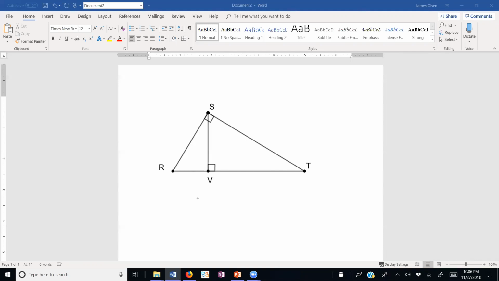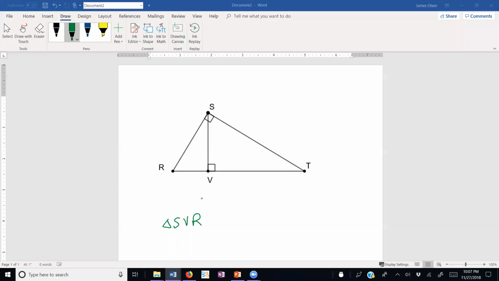Maybe we'll call it triangle SVR. So let's get triangle SVR similar to the large triangle, and let's see if we can write the letters in the correct corresponding order. Corresponding to angle S in the left-hand triangle would be angle T in the large triangle. Angle V is the right angle, so that corresponds to angle S, which is the right angle of the big triangle. And then angle R is congruent to itself.